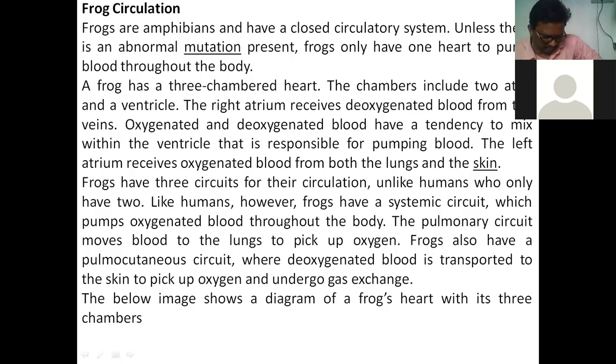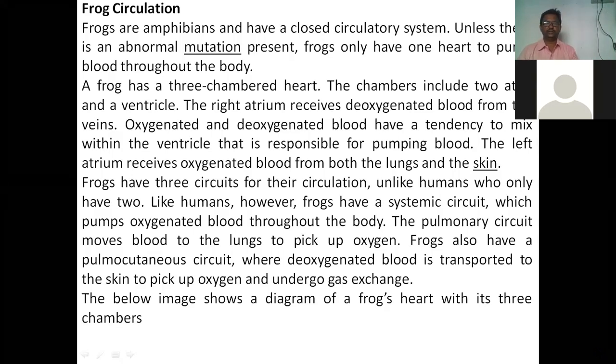Okay, so my dear students, next to that, as far as the circulation of this particular frog is concerned, the frog also has a pulmocutaneous circuit. Pulmocutaneous circuit means where deoxygenated blood is transported to the skin to pick up oxygen, where gas exchange occurs, that is CO2 is released and O2 or oxygen is diffused. So this kind of special mechanism is usually found along with the respiratory system in the circulatory system of the frog. Okay, so how many circuits can we find in this particular animal? Three circuits are there.